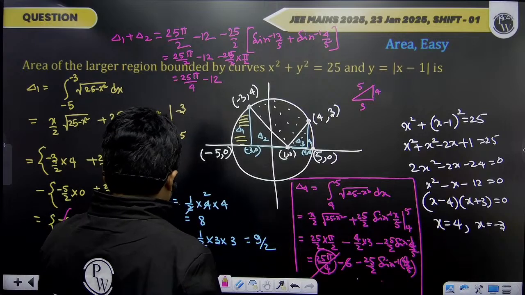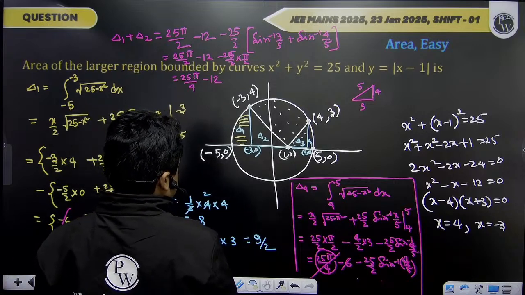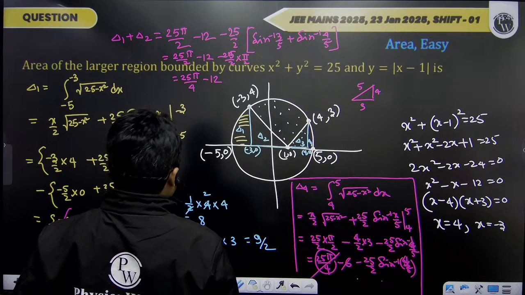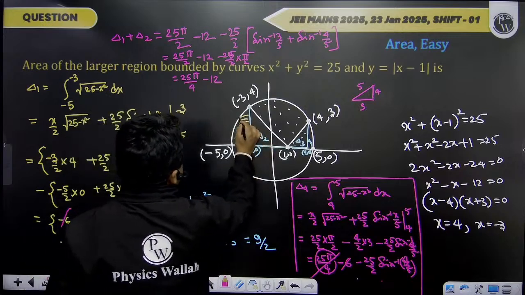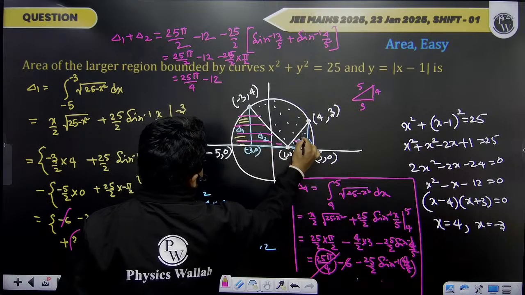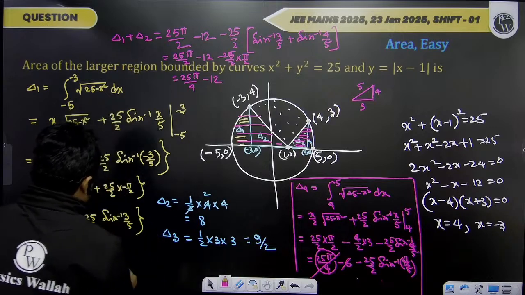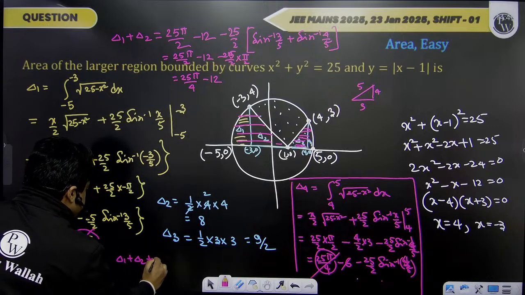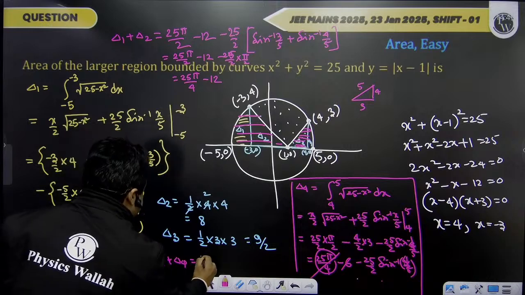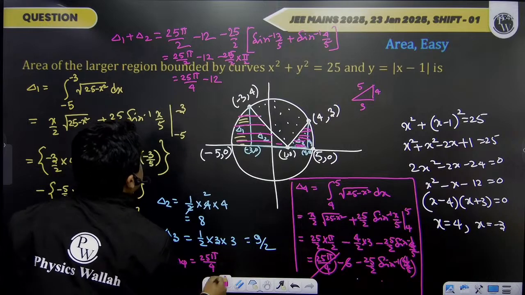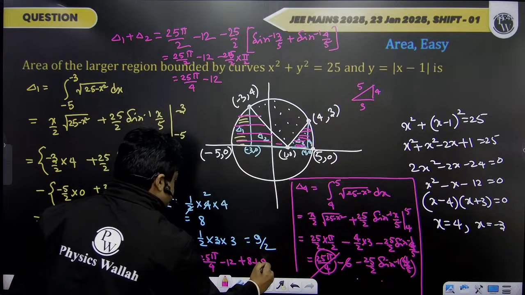And if we add delta 2 and delta 3, what we are getting? Delta 3 was coming as half into 9 by 2 and delta 2 was 8. So total area of this portion is, this will be equal to delta 1 plus delta 2 plus delta 3 plus delta 4. So this will be equal to 25 pi by 4 minus 12 plus 8 plus 9 by 2.